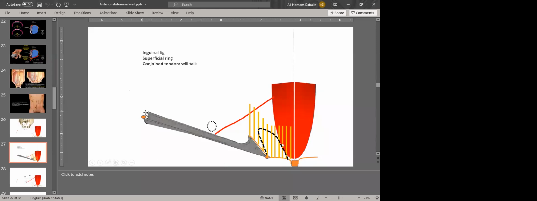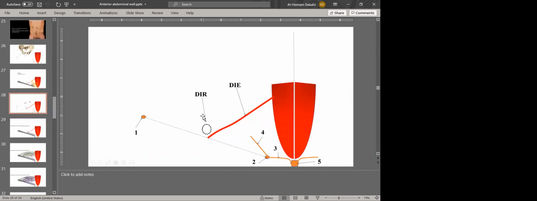Okay, so now we have this canal. And over here, the doctor marked a few areas. This is your ASIS because it starts from here. This is, I think, your tubercle, and this is your lacunar ligament. This is the pubic symphysis. So symphysis, tubercle, pectineal, and your ASIS.